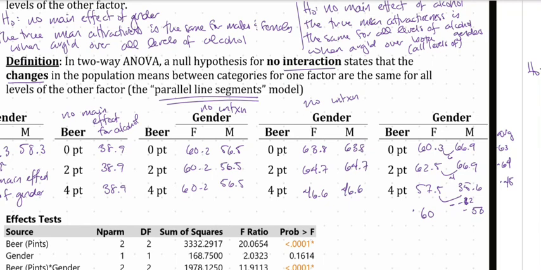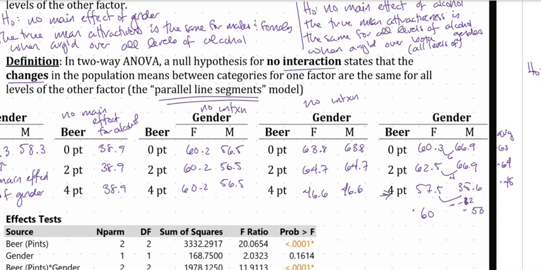When we compare males to females, usually for 0 and 2 pints, they're talking to people who are more attractive. But suddenly, when males are drinking 4 pints of alcohol, they're talking to people who are much less attractive on average than females. So now we've estimated our interaction effect.